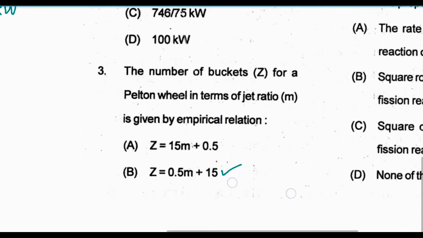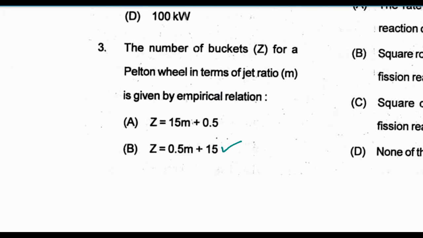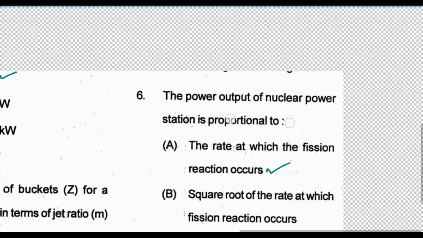Next, question number 3: the number of buckets Z for a Pelton wheel in terms of jet ratio M is given by an empirical formula. This formula is generally used to find out the number of buckets in case of a Pelton wheel, that is Z is equal to 0.5 M plus 15. Option B here is the correct answer.